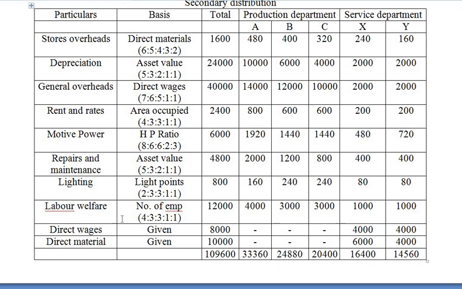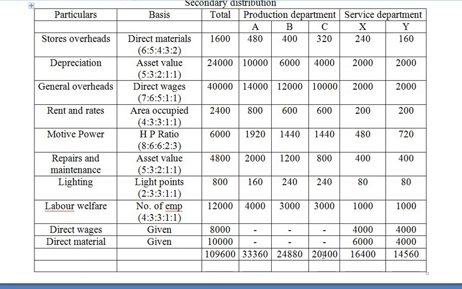Now till here, till labor welfare, whatever we have done is primary distribution. Now from direct wages, whatever we are taking, that is already given, that is secondary distribution. So we have allotted direct wages as well as direct material to the service departments, and we have made the total of all the departments. Now the total we have got of service departments X and Y should be distributed to production departments A, B and C in the given ratio, and that ratio is already given.